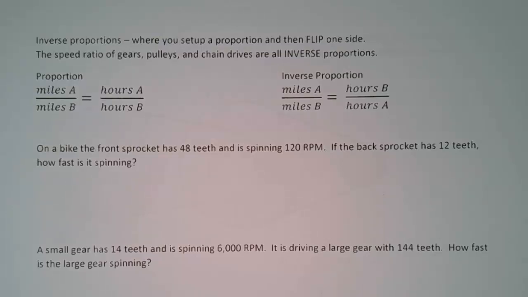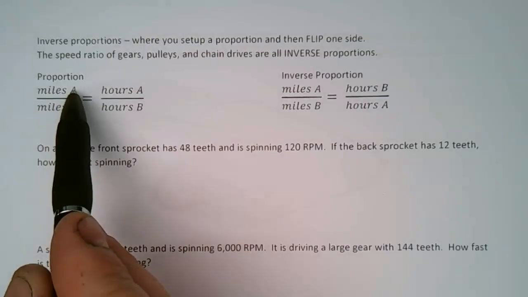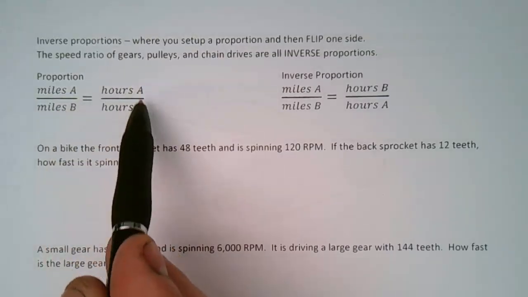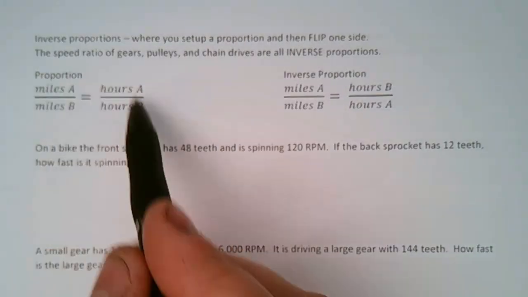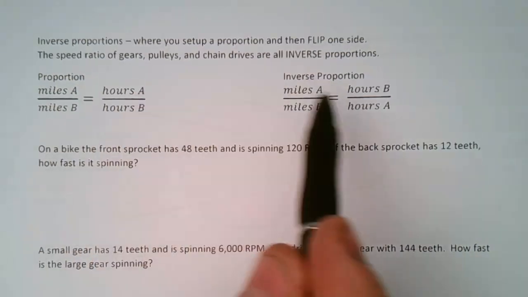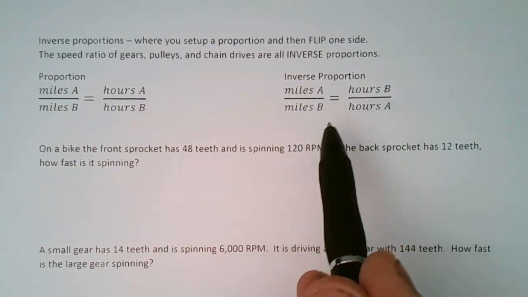All right, guys, so we're going to talk about inverse proportions. So we talked about direct proportions, where you set something up as a fraction, miles of A and hours of A on top, miles of B and hours of B on bottom, right? So it's miles over miles, hours over hours, and it's quantity 1 over quantity 2, quantity 1 over quantity 2. For an inverse proportion, you're going to set up this same equation, and you're going to flip one side. I always just flip the right-hand side.